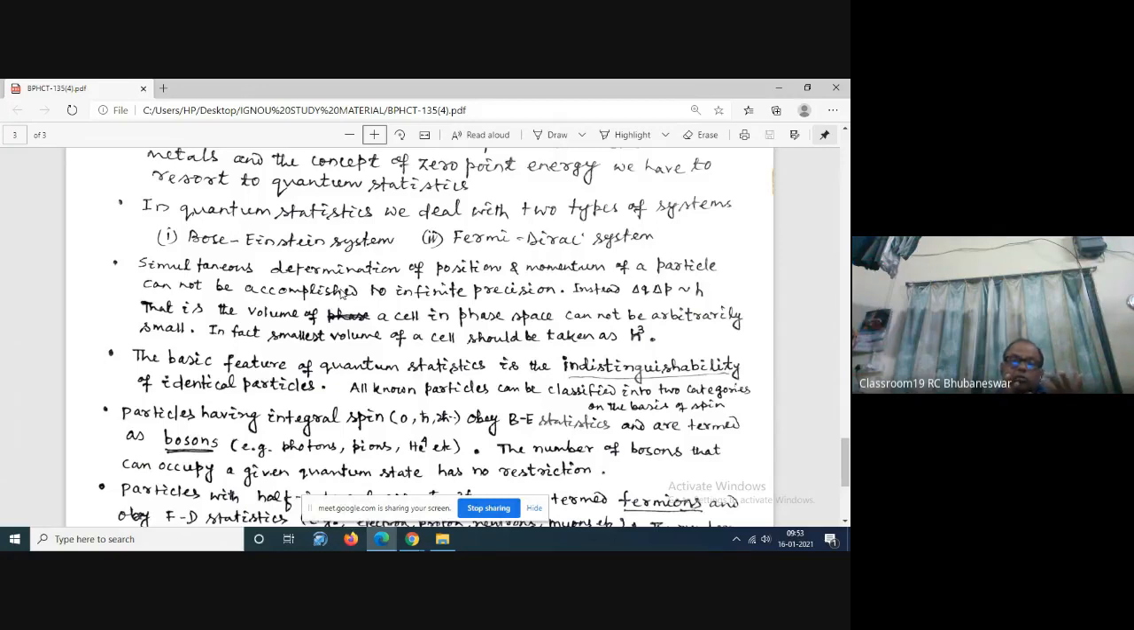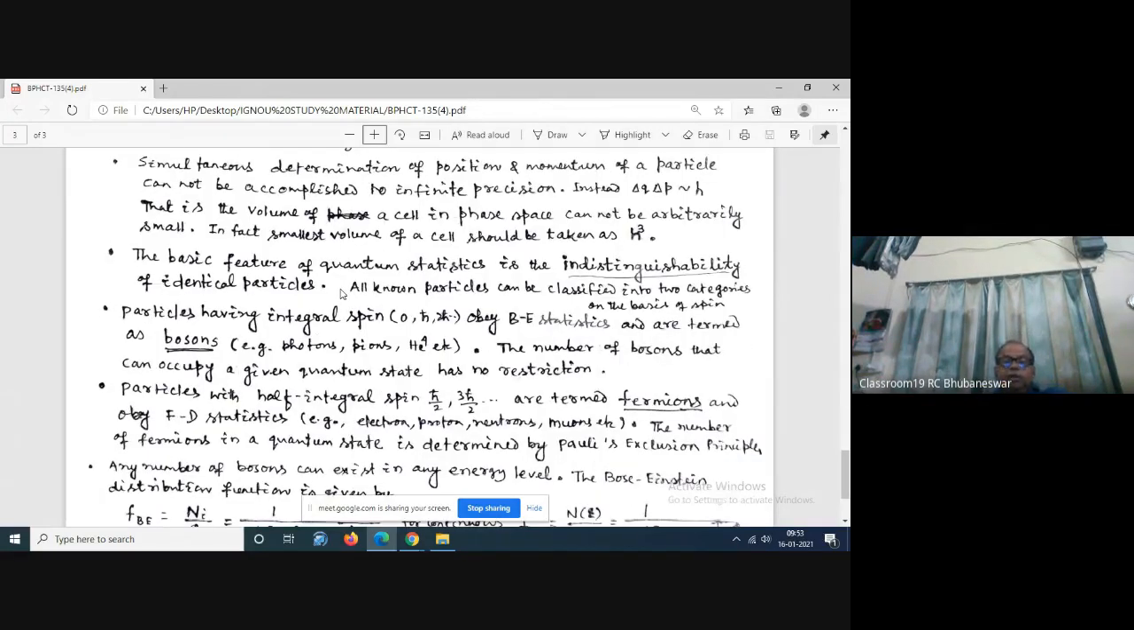But we learn about the two systems of the quantum statistics, that is Bose-Einstein and Fermi-Dirac. Okay, now see what is the basic feature of quantum statistics. The basic feature is the indistinguishability of identical particles. So identical particles are indistinguishable. That means you cannot separate one electron from the other in a metal. Suppose in the metal, if conduction takes place, so many electrons move from the lower potential region to higher potential region. See, you cannot distinguish which electron is moving in this direction, which in that direction. So you cannot distinguish them.